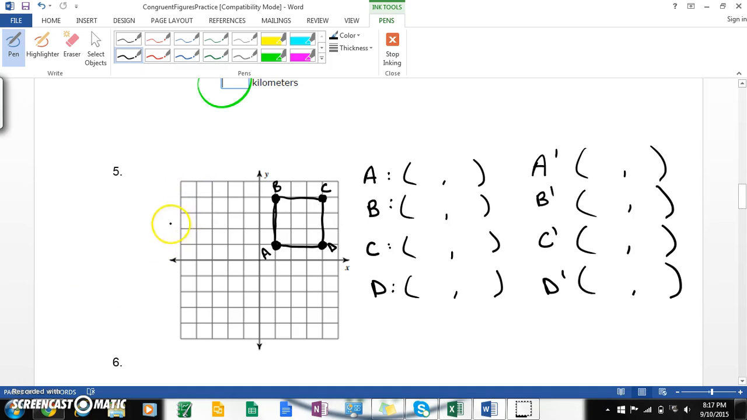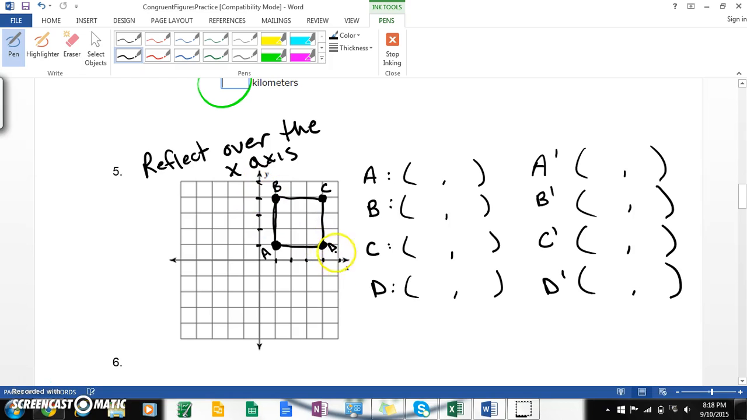Five is a little different in what it asks you to do. It asks you to reflect over the x-axis. However, your job is to not just reflect, but to also find the ordered pairs of the new image, of the new vertices. So I'm going to help you out. I'm going to give you the vertices of a few of these. Keep in mind these are not numbered, so you might want to number them.